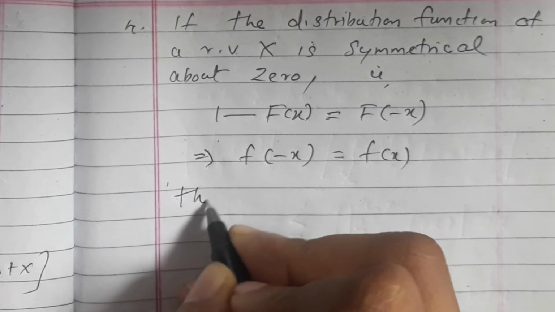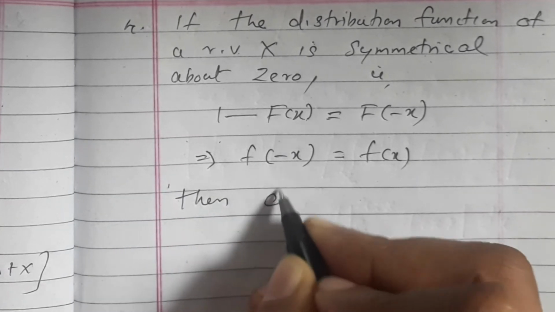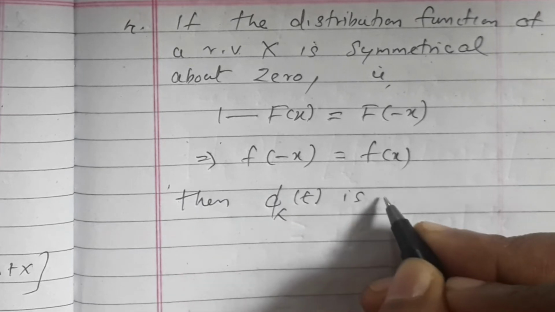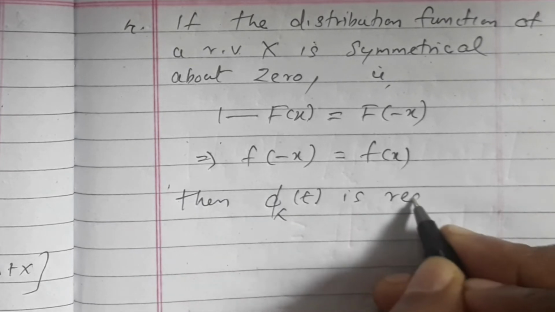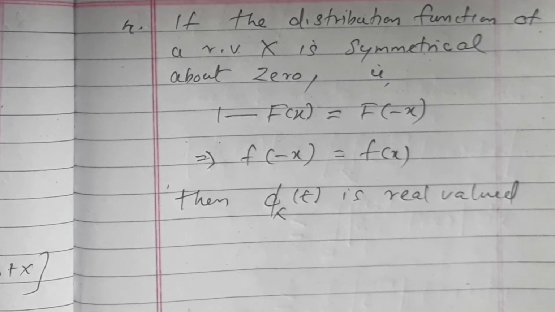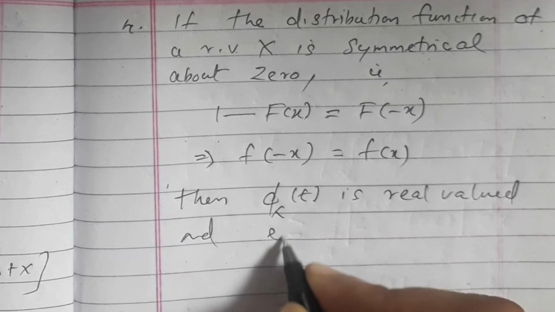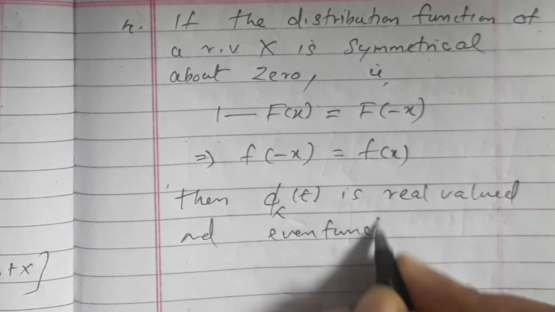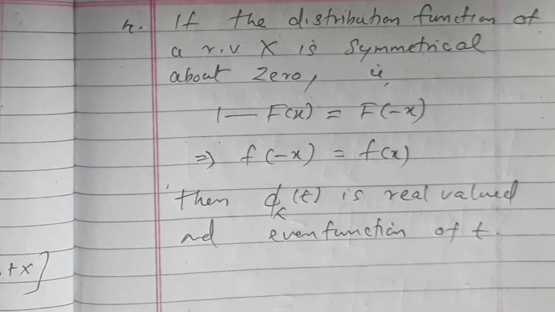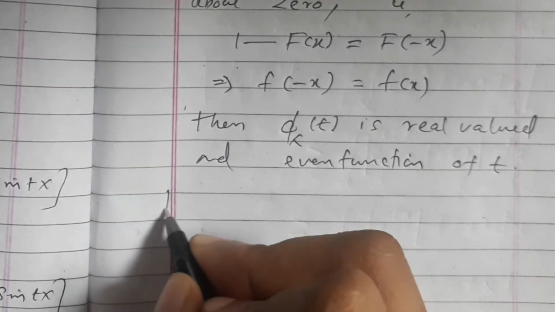Then phi x of t is real valued. Phi x of t is real valued and even function of t. Okay, how do we prove it? Let us try to prove it.